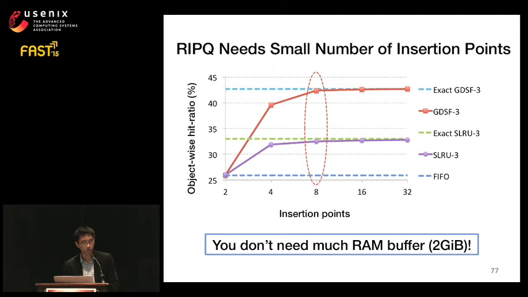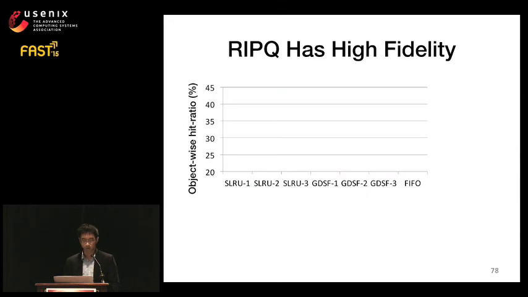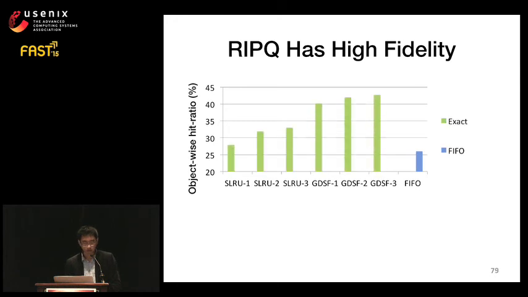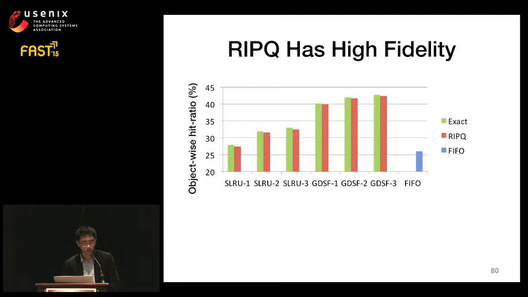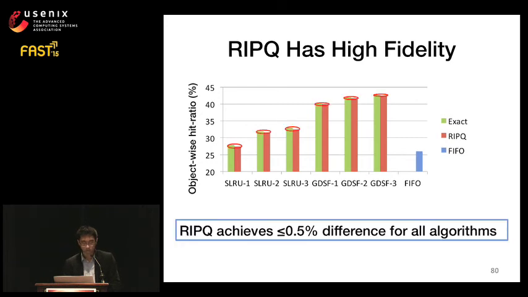So with 256 megabytes block size, the total RAM buffer usage is like 2 gigabytes. Now we will run RIPQ on more caching algorithms and compare its hit ratio to the exact algorithms. This is the hit ratio of FIFO, and these are the hit ratios of the segmented LRU family and the greedy dual size frequency family with number of segments varying from 1 to 3. The red bars are the hit ratio of RIPQ.